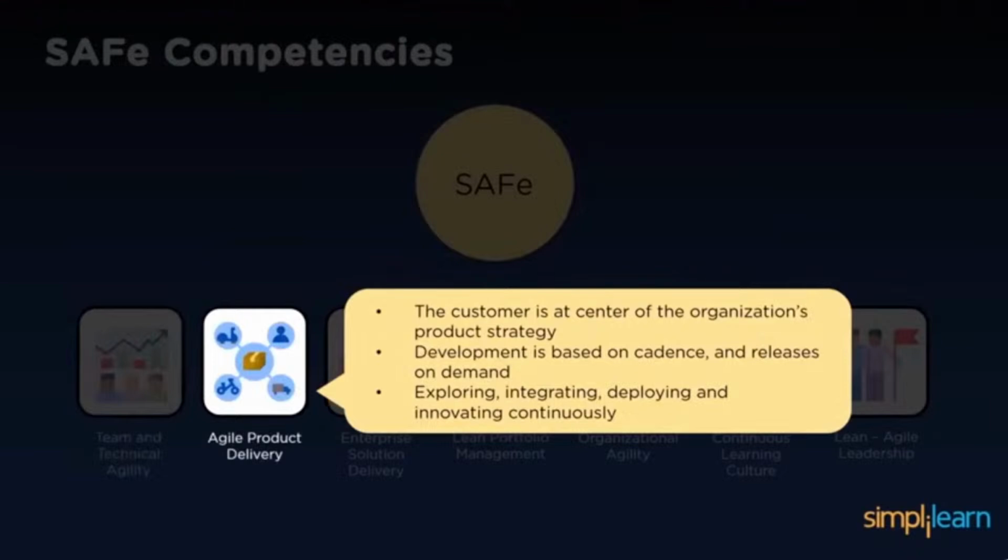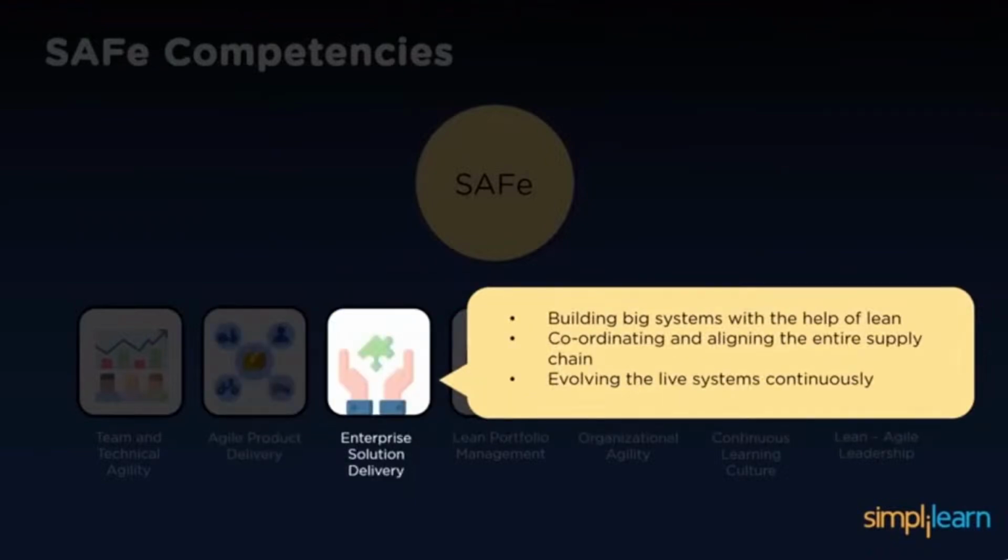So agile product delivery refers to the scenario where the customer is at the center of the organization's product strategy. So development is based on cadence and releases on demand, exploring, integrating, deploying and innovating continuously. Then enterprise solution delivery. So building big systems with the help of lean, coordinating and aligning the entire supply chain, evolving the live system continuously, which requires ensuring the visibility of the entire enterprise and providing solutions accordingly.